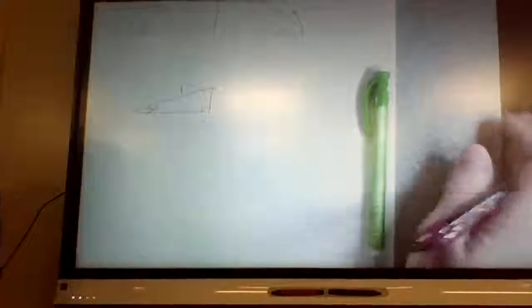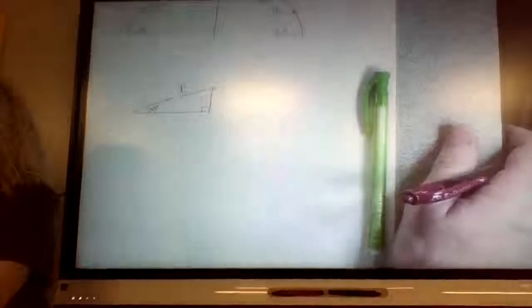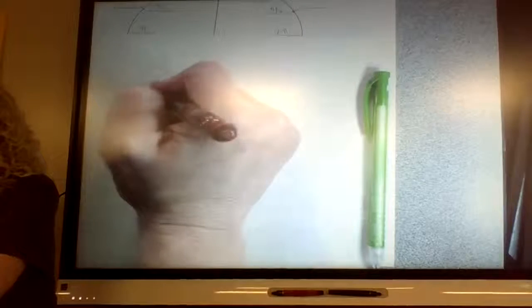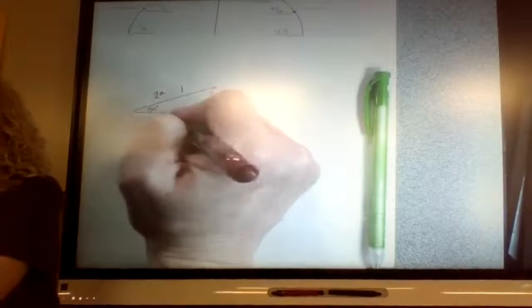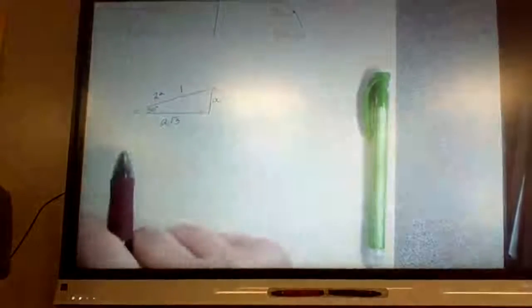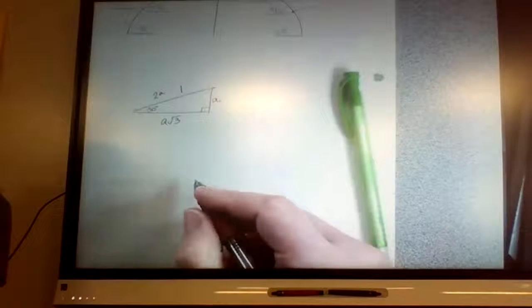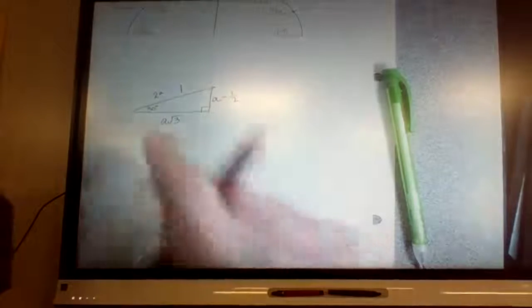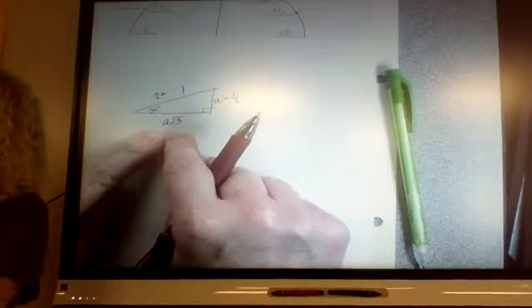Do you remember your relationship for a 30, 60, 90? Okay, so if this is A, this is 2A, and this is A times the square root of 3. All right, so if this is 1, then what's A? 1/2. Okay, and then what's this side? 1/2 times the square root of 3, which is the square root of 3 over 2.